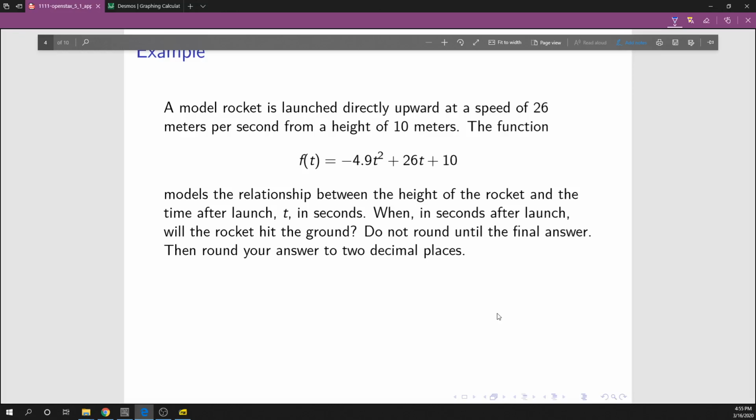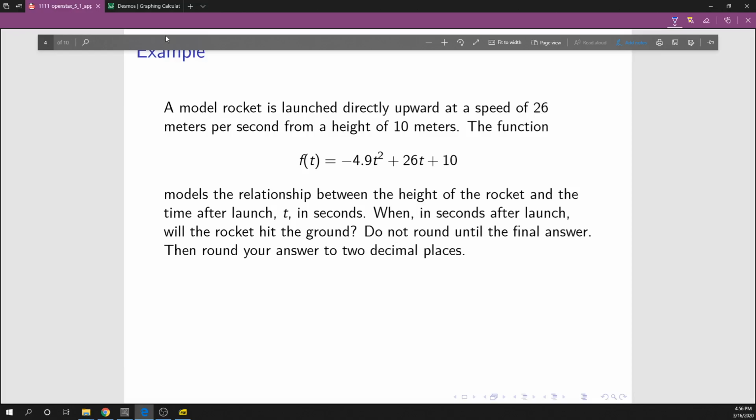Here's where it changes. It says, when in seconds after launch will the rocket hit the ground? Do not round until the final answer. Then round your answer to 2 decimal places. Okay, so they want to know when it hits the ground.